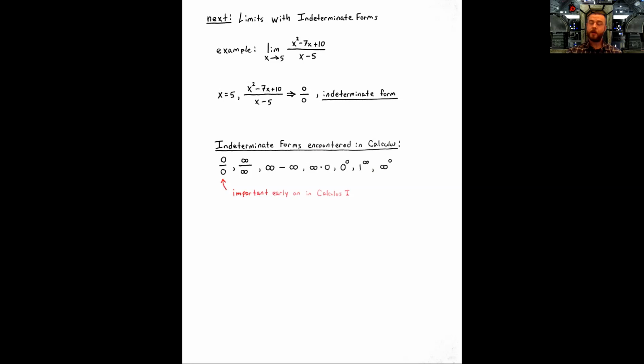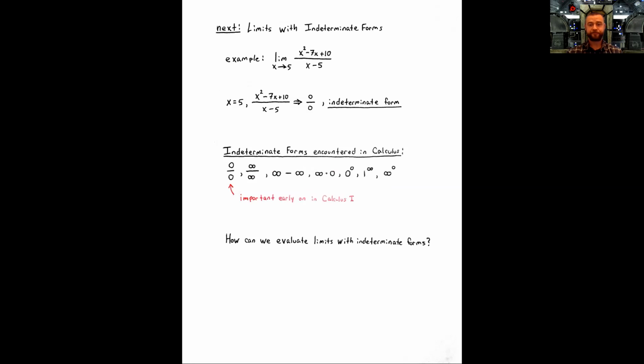All right, now that first one is probably going to be the most important early on in Calculus 1. We'll be seeing that a lot through the next few examples. And now we're left with this question. The limit laws and results that we stated earlier in this lecture won't apply. So how can we evaluate limits with indeterminate forms?